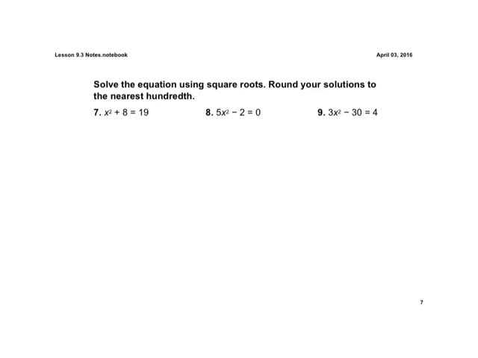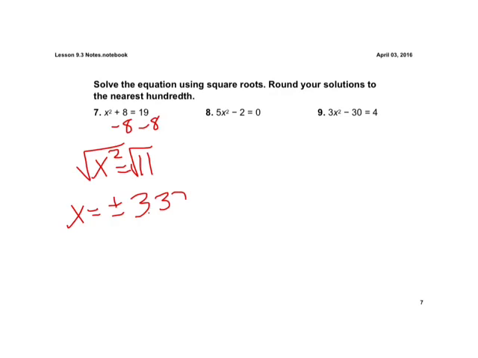All right, last couple examples here. Let's go ahead and subtract our 8. So we have x squared equals 11. So if we take the square root of both sides, we see again we don't know the square root of 11. So we're going to use a calculator. And if we type it in, we get plus or minus 3.32 it looks like.